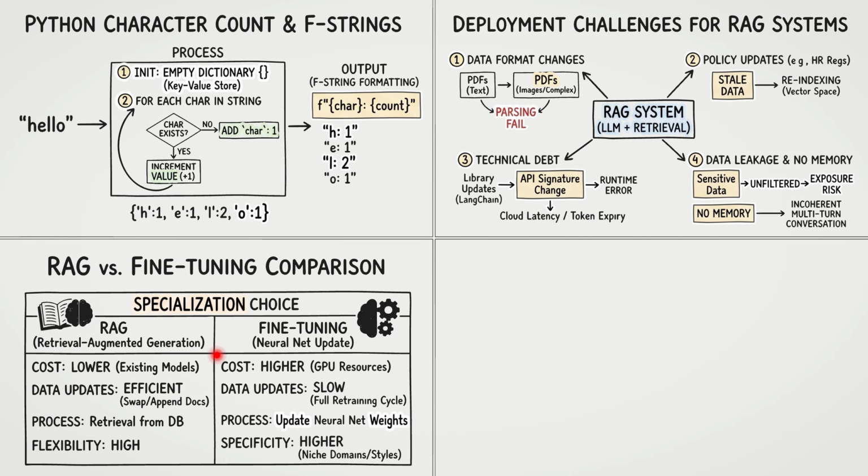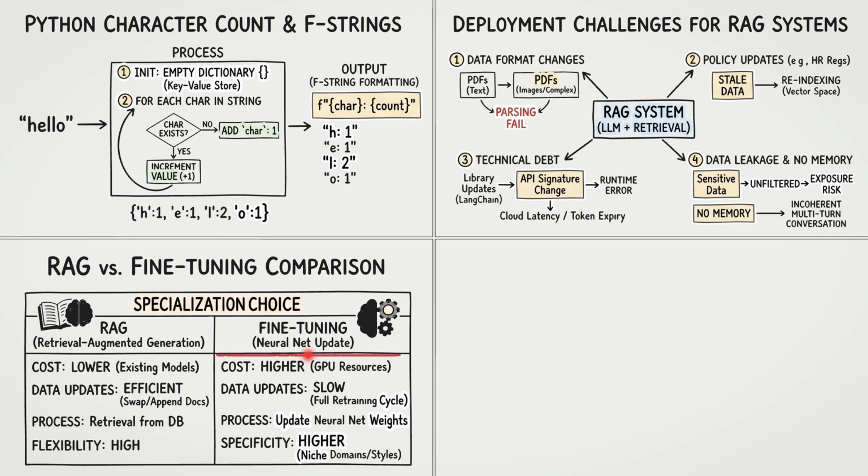On the other hand, fine-tuning is significantly higher in cost because it requires heavy GPU resources to actually update the neural network weights. Data updates are slow, requiring a full retraining cycle. However, fine-tuning does offer higher specificity for niche domains and styles.